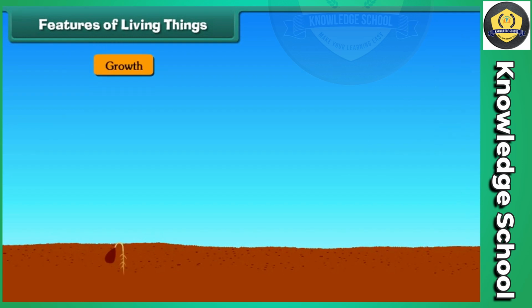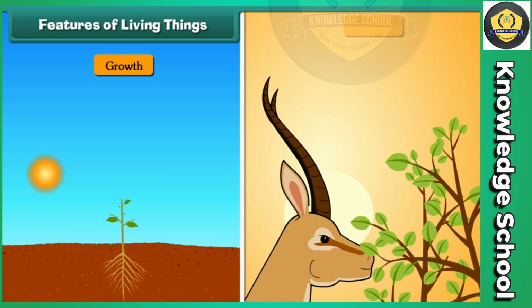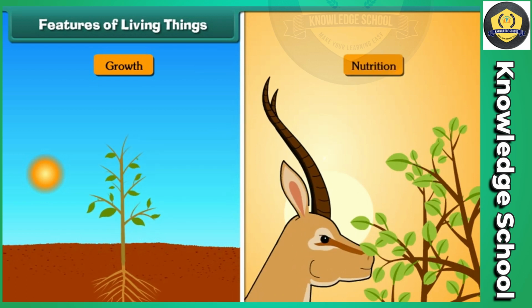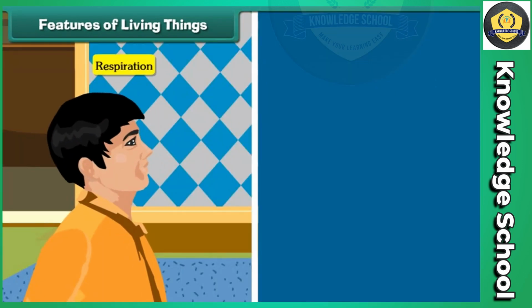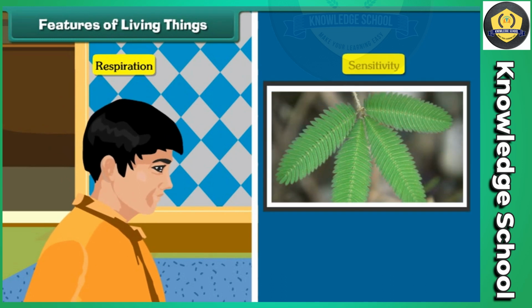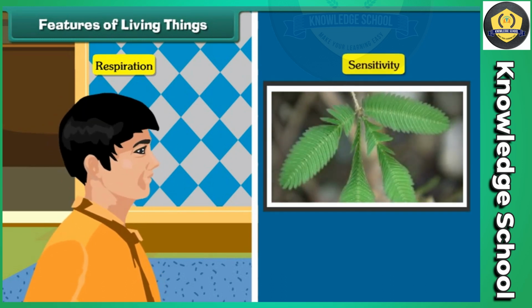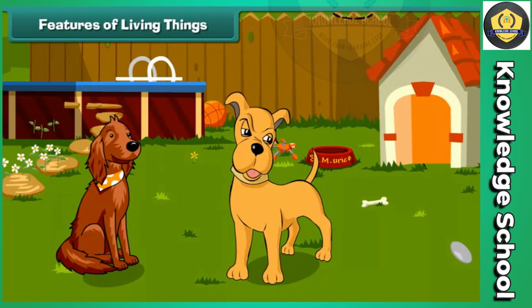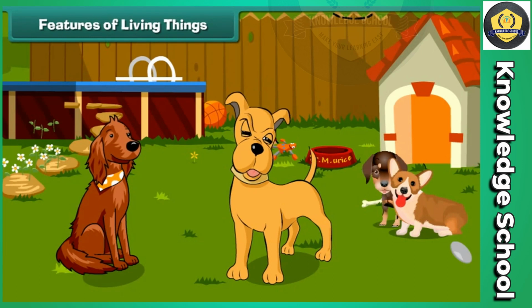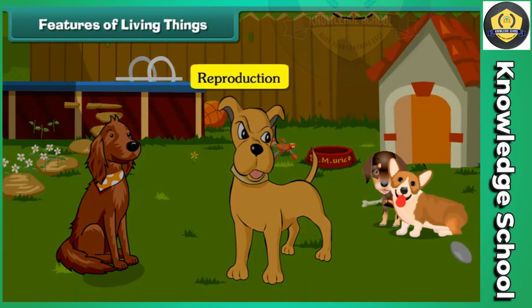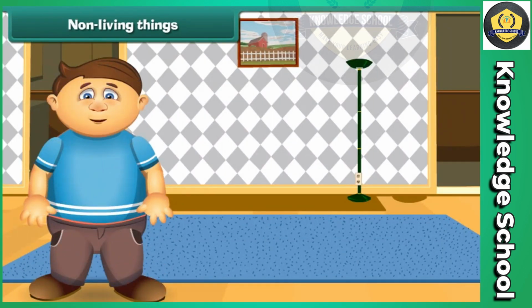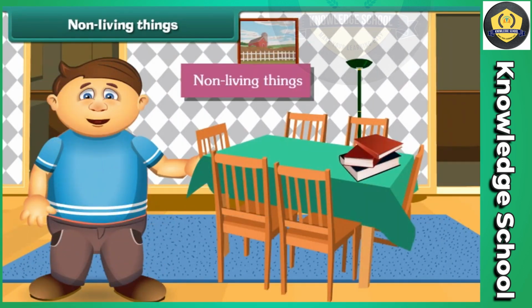All living things also show growth in their body. They eat food for their growth and living. Along with these features, they also breathe. They can feel and are sensitive to their surroundings. They all have the ability to produce young ones of their own. This is called reproduction.